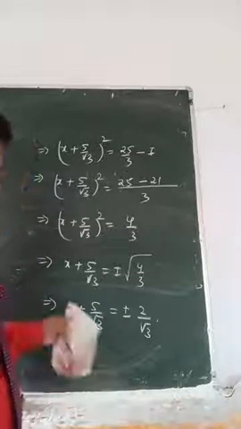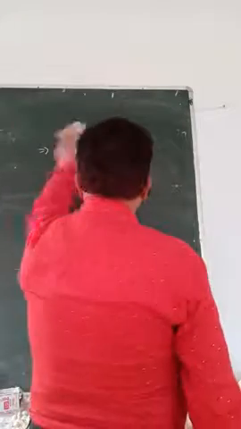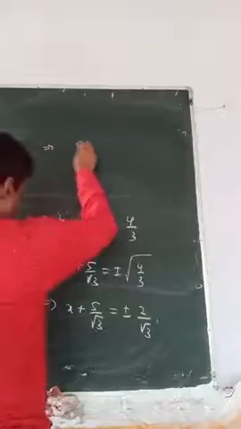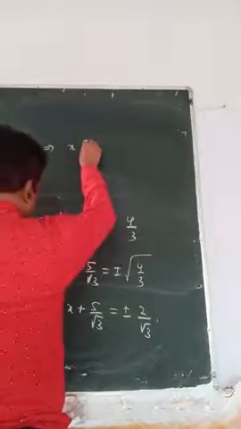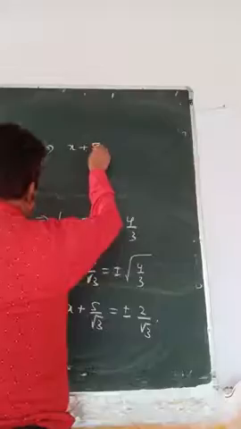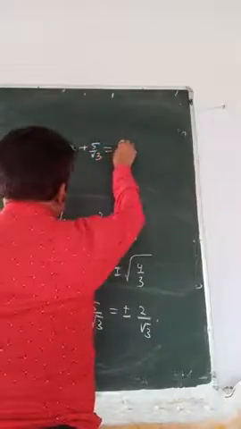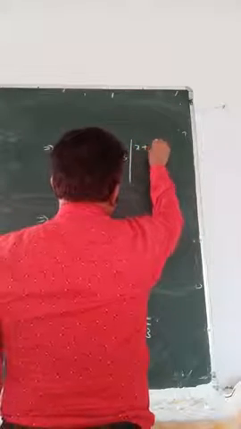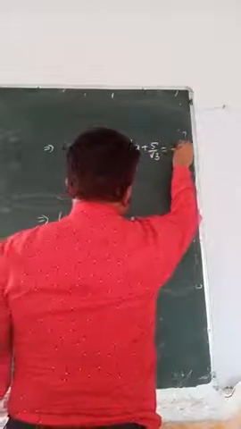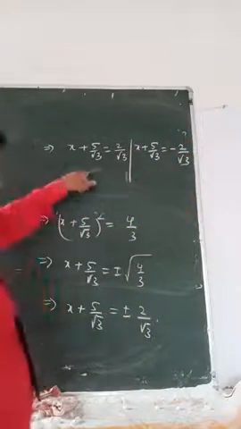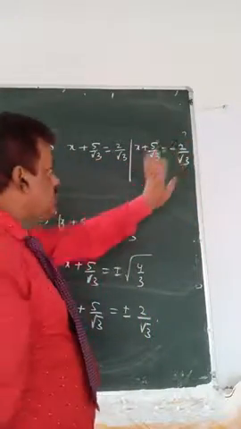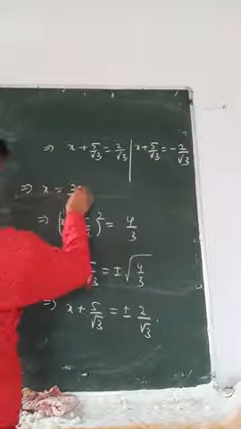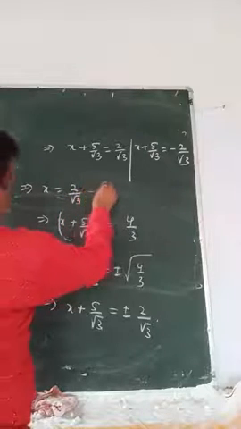Then x plus 5 by root 3 equals to 2 by root 3. x plus 5 by root 3 equals to minus 2 by root 3. Okay, one plus below, other one is minus 2. Implies x equals to 2 by root 3 minus 5 by root 3.